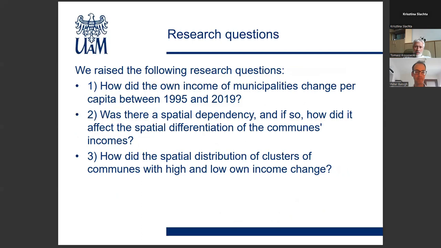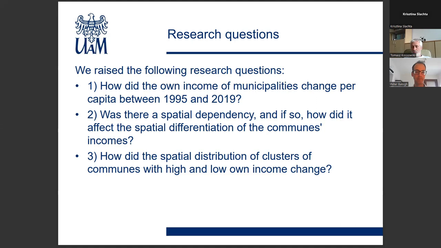We have several research questions related to this topic. The first: how did the own income of municipalities change per capita between 1995 and 2021? Was there a spatial dependency? And if so, how did it affect the spatial differentiation of communes' incomes? How did the spatial distribution of clusters of communes with high and low own income change?